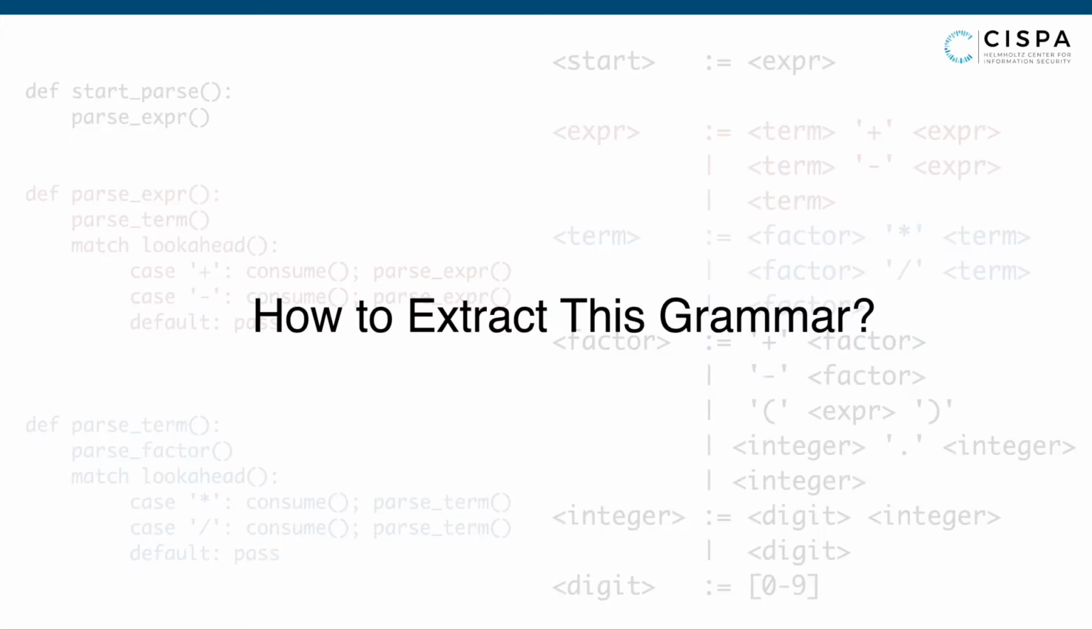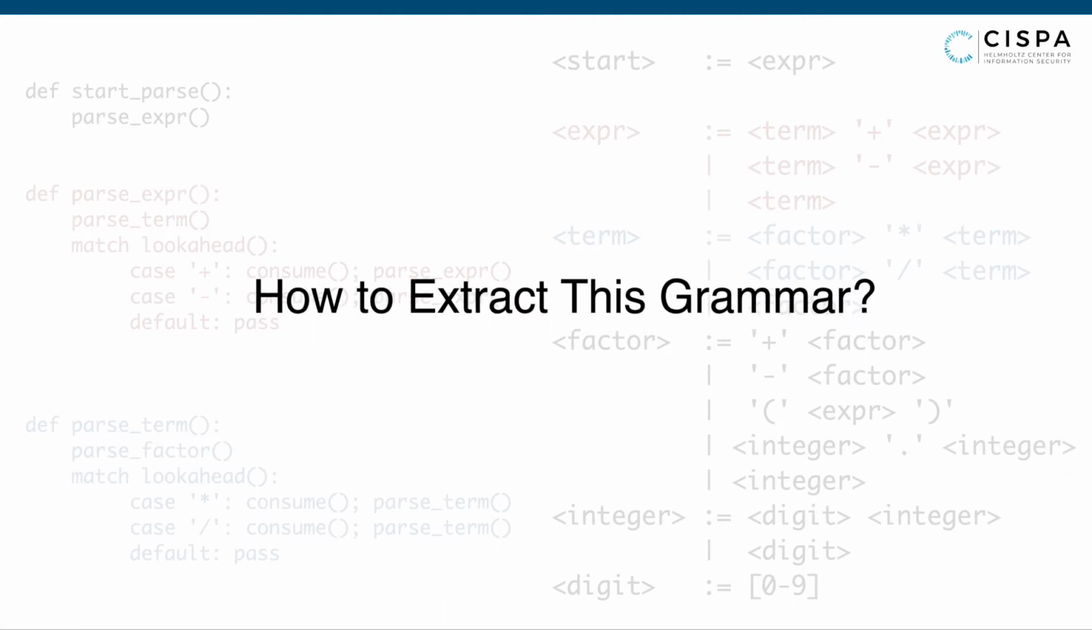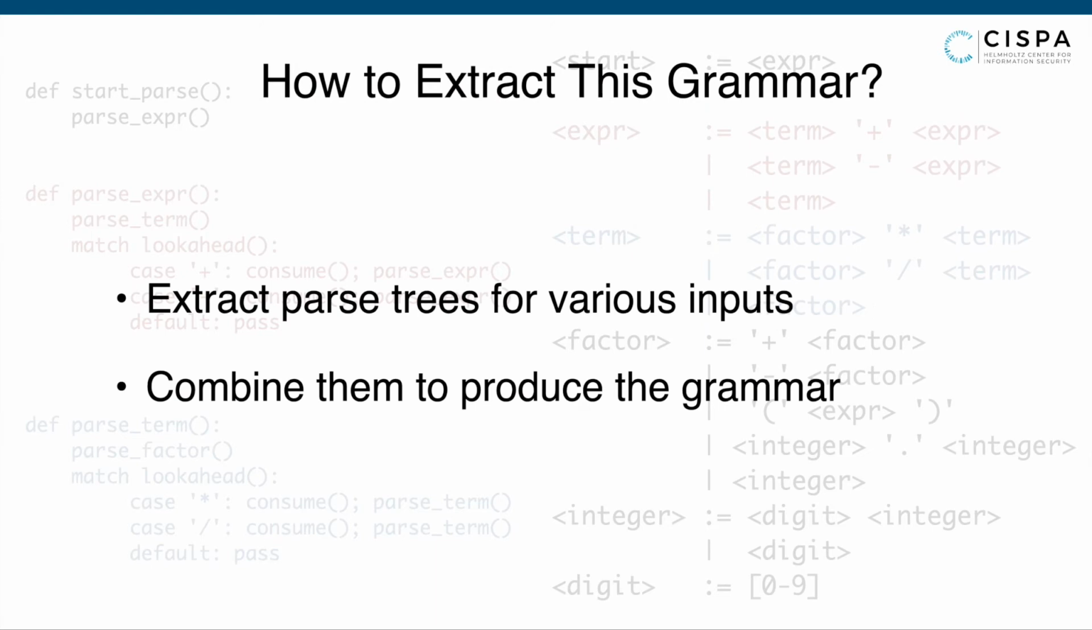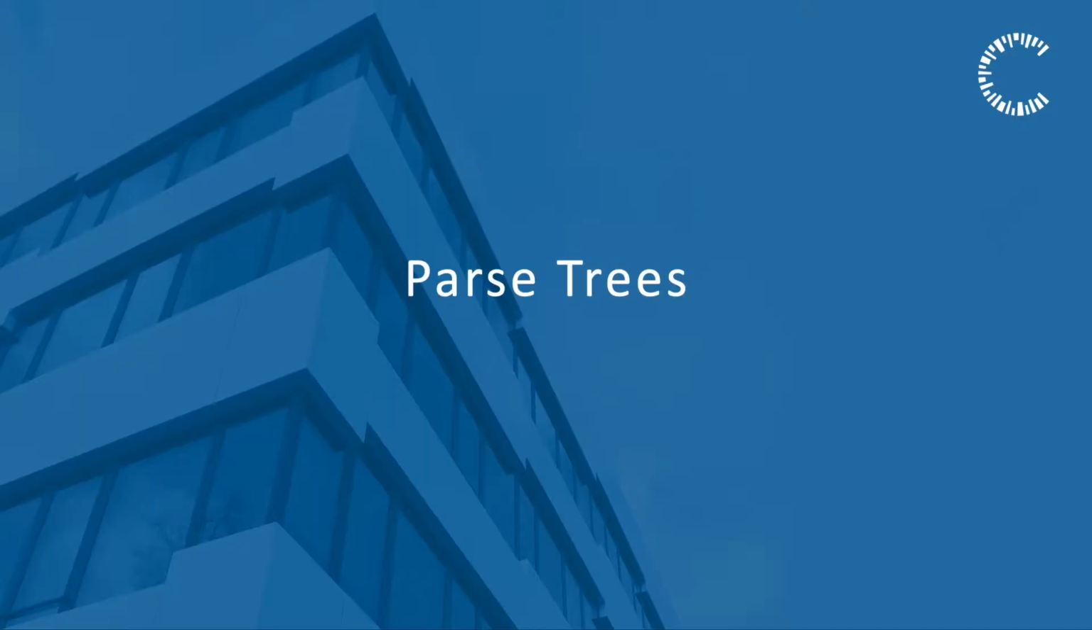So how do we extract this grammar? Remember that not all programs are written in this textbook style. So we present a technique that can extract such grammars from given programs. Our technique first extracts parse trees from given sample inputs that cover all features of the program. Then it combines these parse trees into a general grammar. So we look at how to decompose a string into parse trees first.